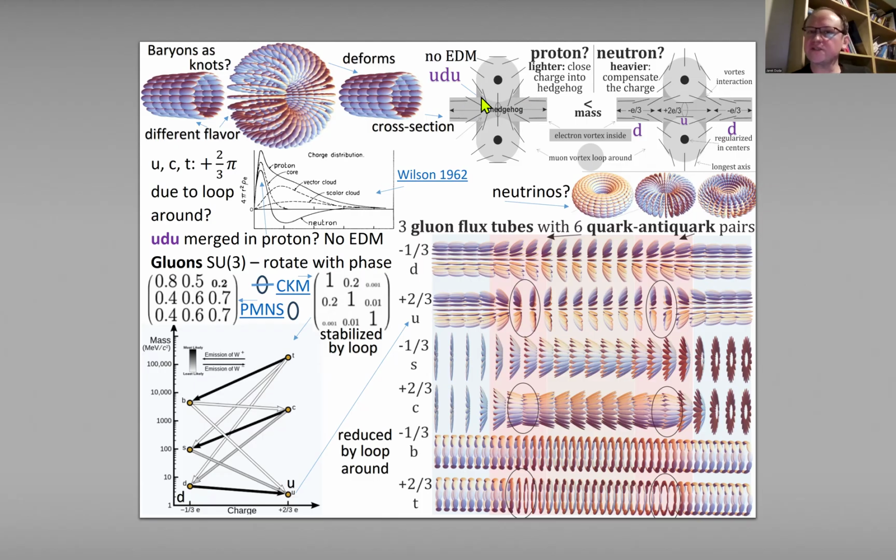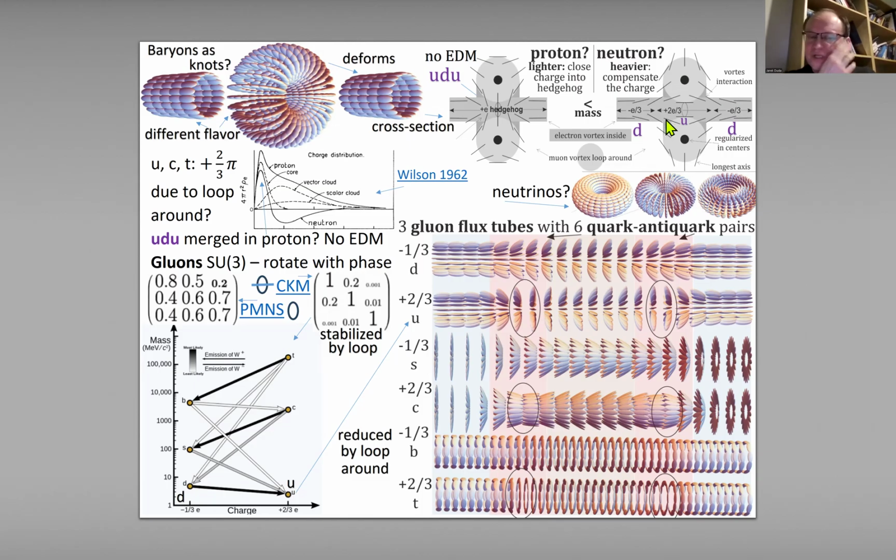So the proton can just enclose this hedgehog. But the neutron also has this partial hedgehog, but it has to compensate it. And this compensation is costly. So this way we get an explanation why the neutron is heavier, because both baryons have a tendency for charge. A proton can just enclose it. Neutron has to compensate it.